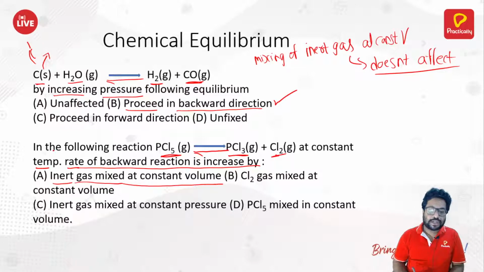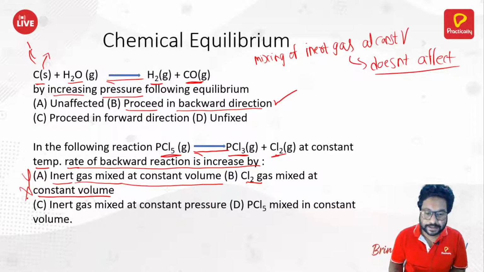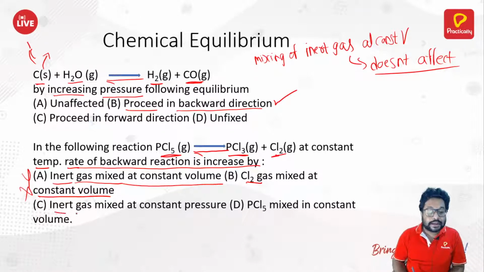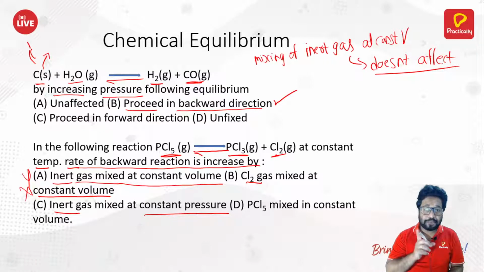So that is why option A cannot make this happen, because in this reaction, when you are going from product to reactant, the number of moles is decreasing. Cl2 gas again mixed at constant volume will also not affect. So third, inert gas mixed at constant pressure. Yes. See, when you mix an inert gas at constant pressure, now pressure is constant, but volume is not.